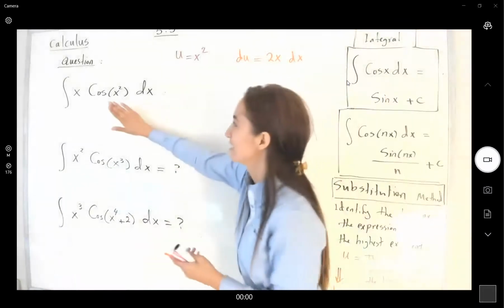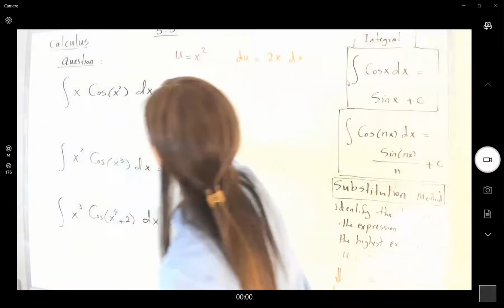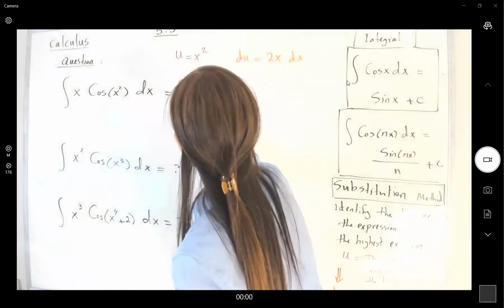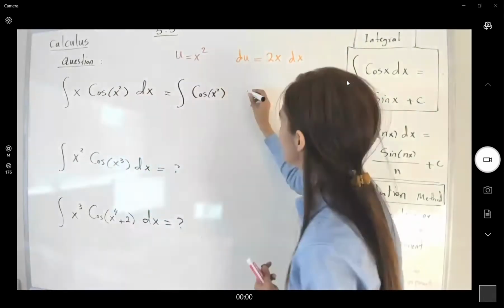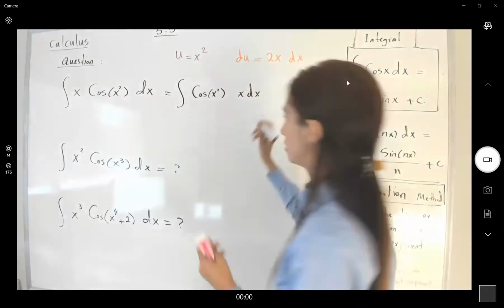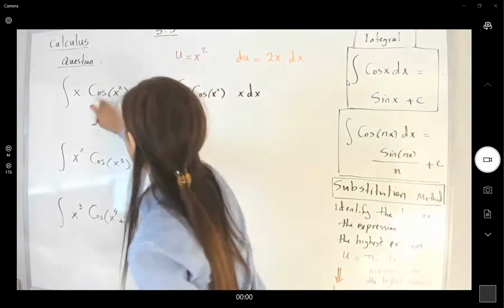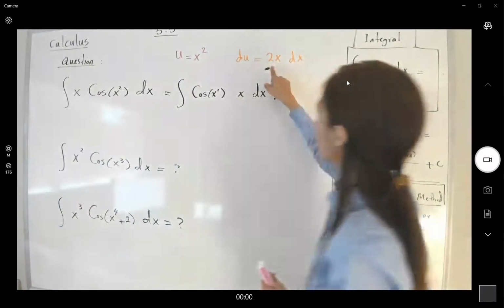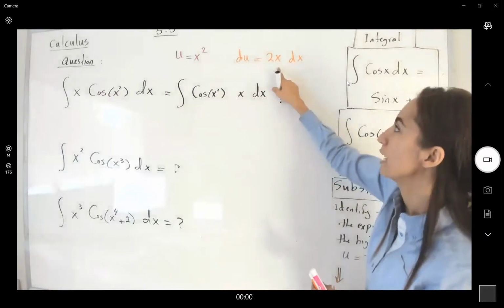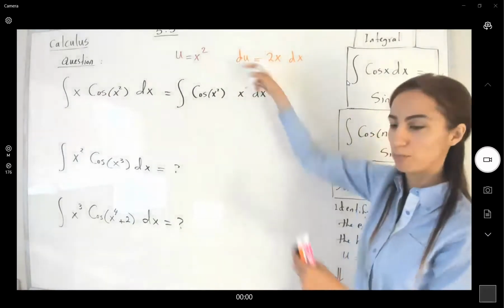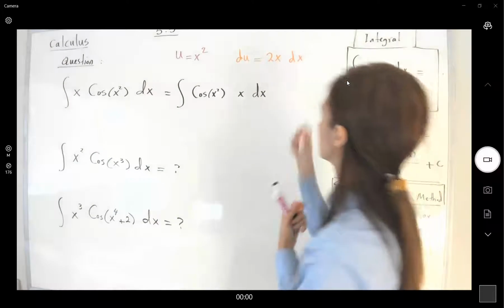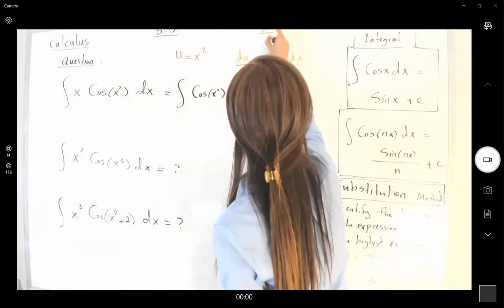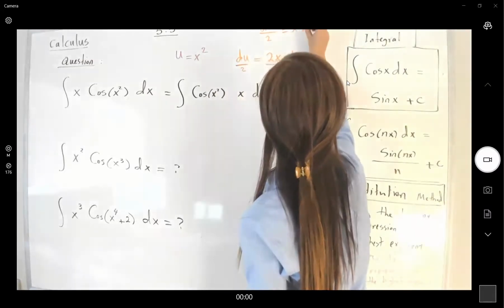So take a look at the integral again. Here you have the integral of cosine of x squared, and this is x times dx, all right? It's just multiplication. You can just take x and write it in front of dx, x dx. I have 2x dx, so x dx is du divided by 2. Just divide everything by 2. du divided by 2 is x dx.